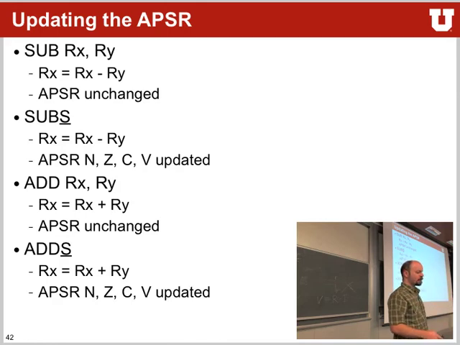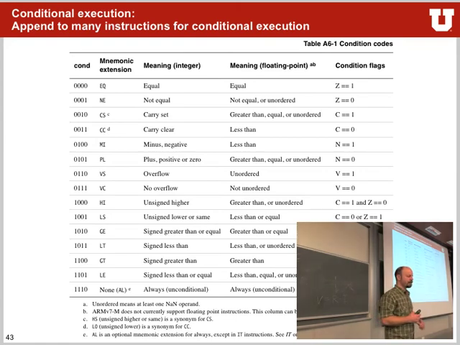So now we update this APSR. How can we use this? Well, ARM has this really neat little thing that's called conditional execution. Conditional execution allows you to execute a certain function based on the status of the APSR. And almost all of the assembly language functions have this conditional execution option. So what does that mean?